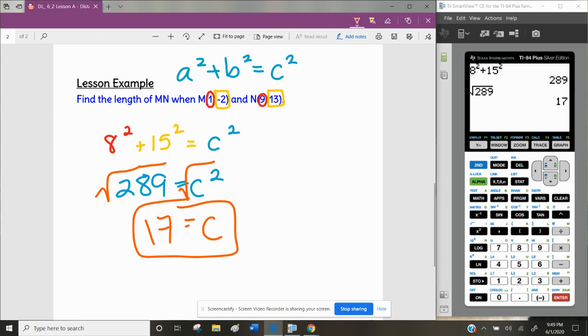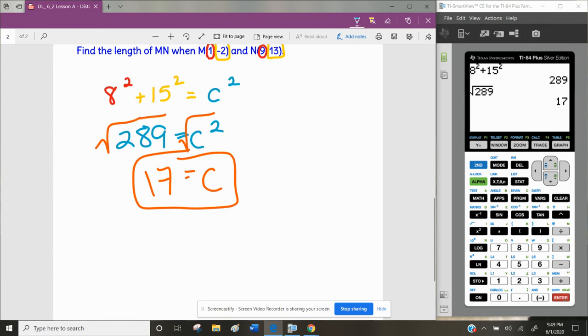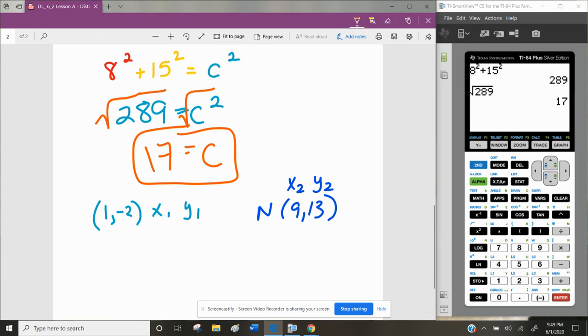And we know using the distance formula, we should get this same answer here. So for distance formula, I'm going to do 1, -2 as my x1, y1. It's just written first. And for my second point, 9, 13, I'm going to do that as x2, y2. It doesn't matter which one you make 1 or 2, as long as both coordinates have the same order. So this is x2 minus x1 squared plus y2 minus y1 squared.